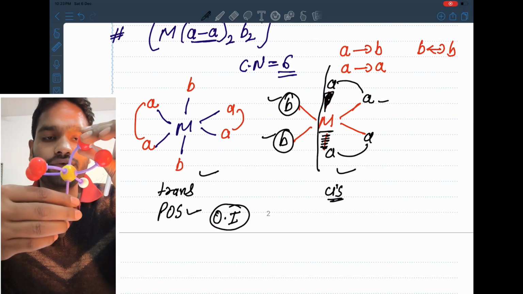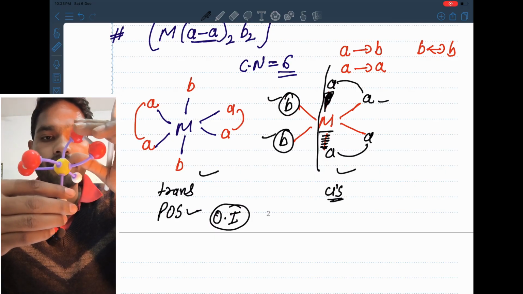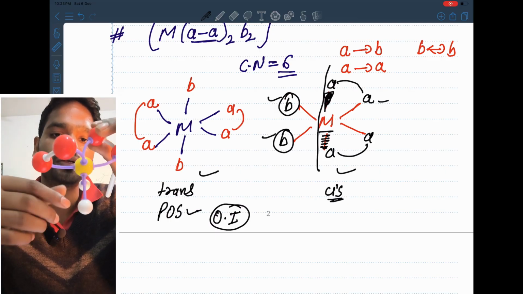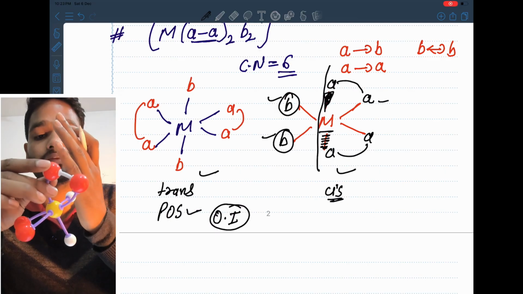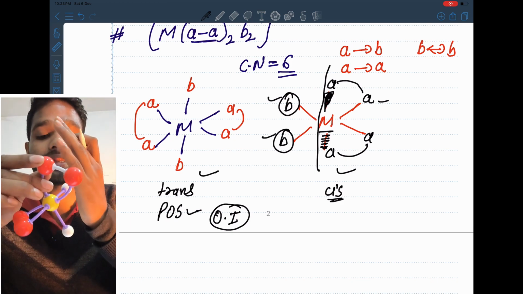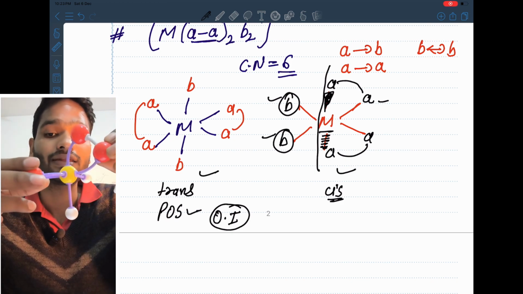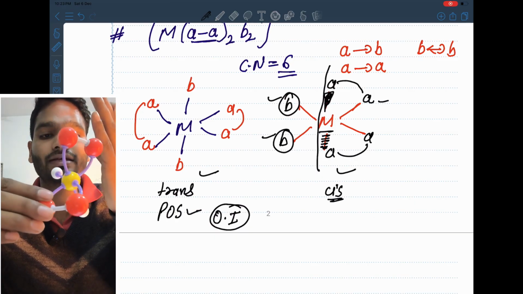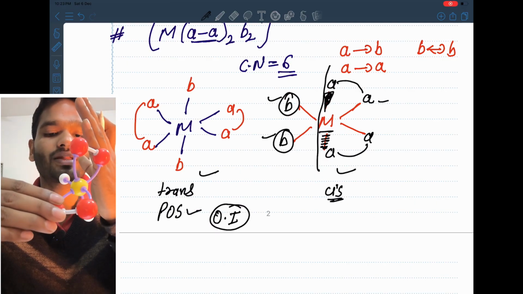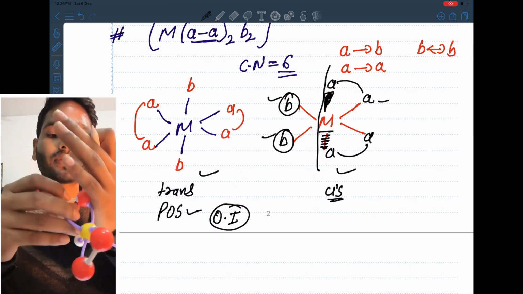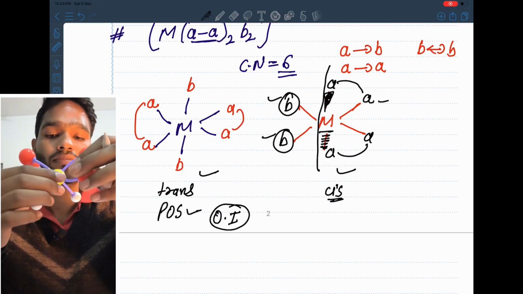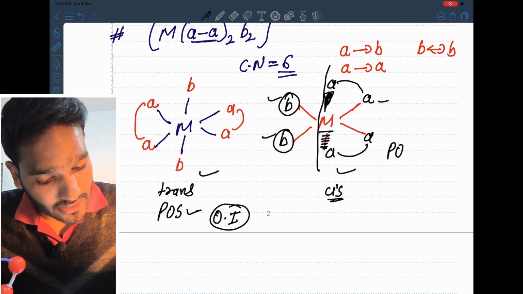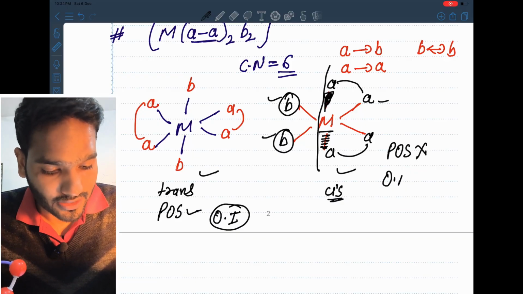If the plane is cutting these three atoms, 1, 2 and 3, it will cut only these three atoms, so you can't see any reflection. Also, if the plane is cutting these two atoms, then also you can't see the reflection. If the plane is passing from the middle one, from this side, also you can't see any reflection. It means POS is not there. If POS is not there, it will be optically active.